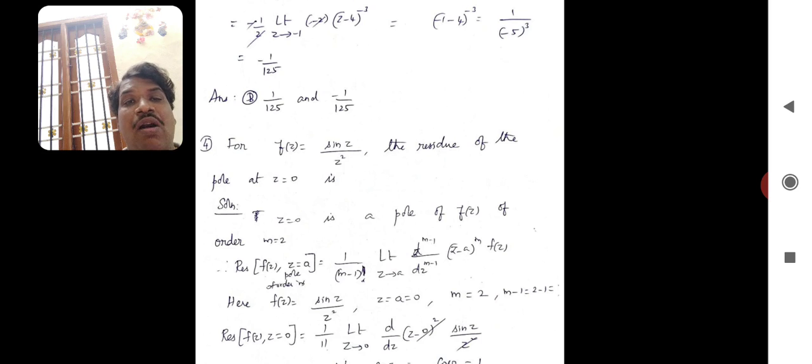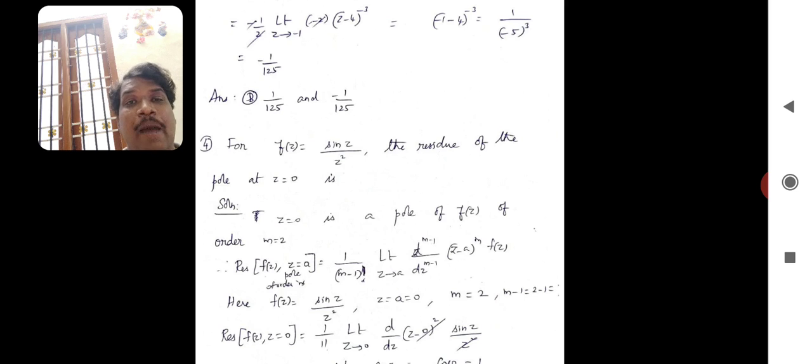So to find the order of the pole z equal to 0, you take the denominator of f of z and equate to 0. So you'll get z square equals 0. So z value is 0, 0. So 0 is repeated 2 times. So I can say z equal to 0 is a pole of f of z of order m equals 2.